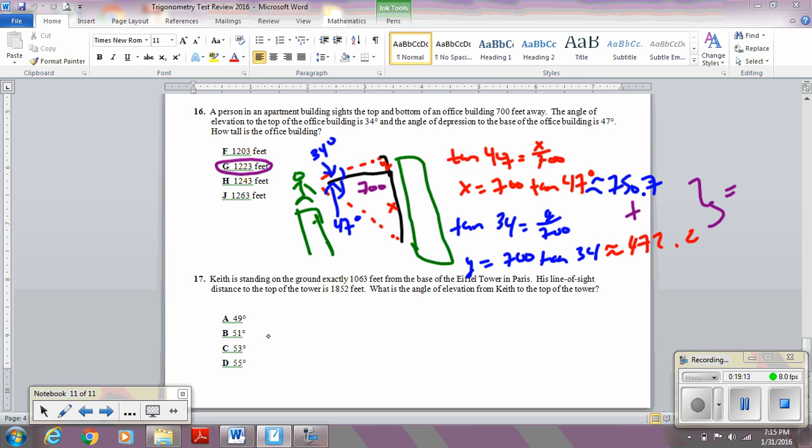All right, last question. Keith is standing on the ground exactly 1,063 feet from the Eiffel Tower. So here's Keith, and he's in front of the Eiffel Tower. He's 1063 away. His line of sight, so that's going upwards to the top of the tower, is 1852.